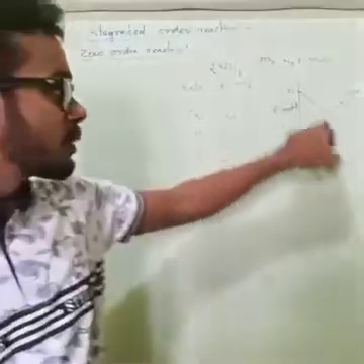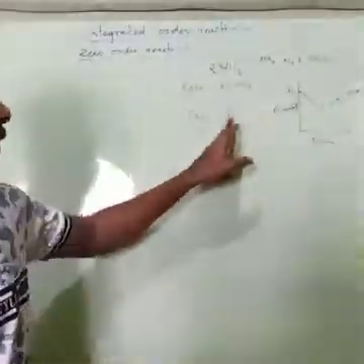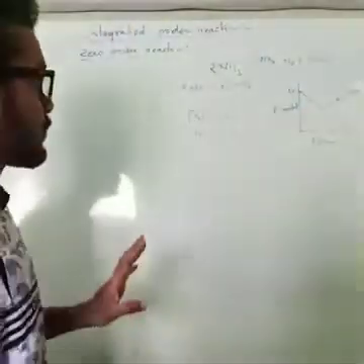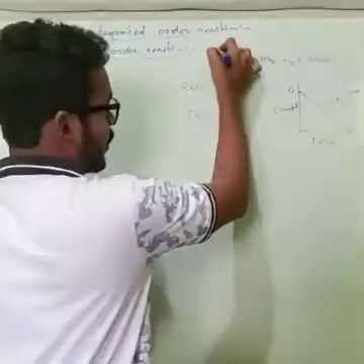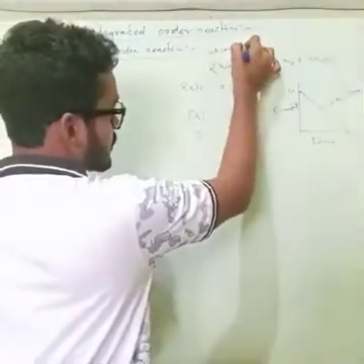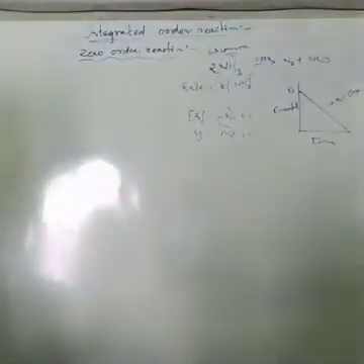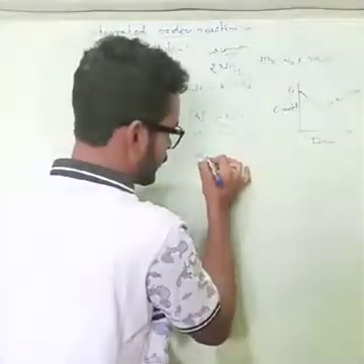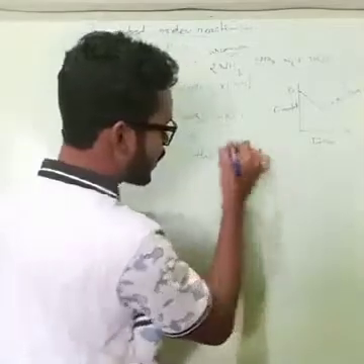If you find the slope of this straight line, you can say that this is the rate constant. These reactions are very uncommon, but very important. Next you'll see half-life period, and for each and every order of reaction we will read the half-life.